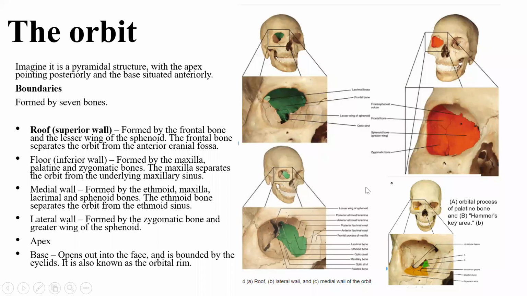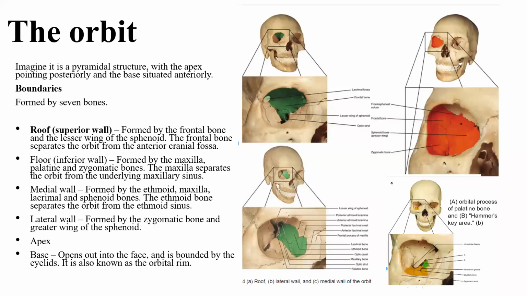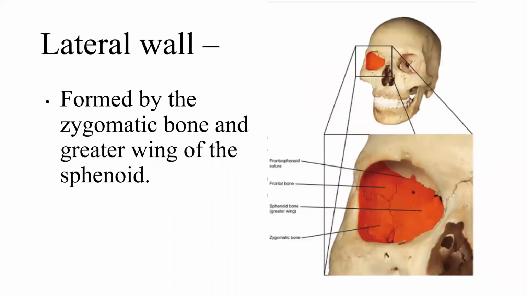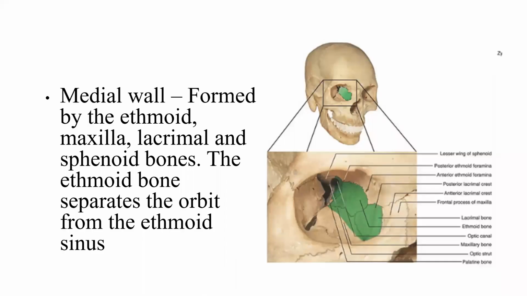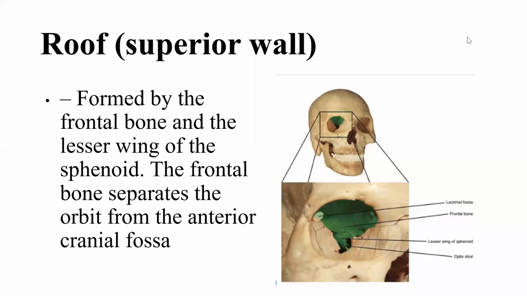Now we are going to tell you about the orbit. So imagine it is a pyramidal structure with the apex pointing posteriorly and the base situated anteriorly, and it is formed by 7 bones. So again, there's a superior roof. This is the roof of the orbit, the superior wall you can see, which is formed by the frontal bone and the lesser wing of sphenoid.